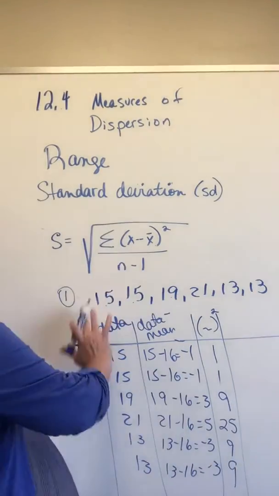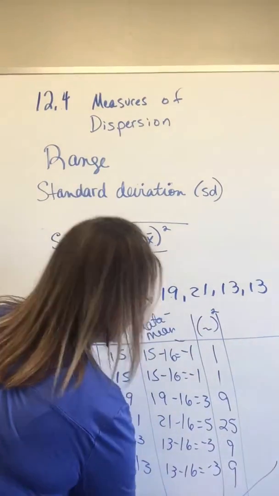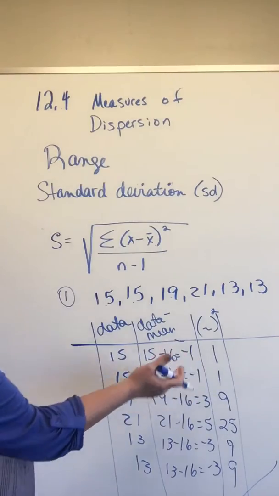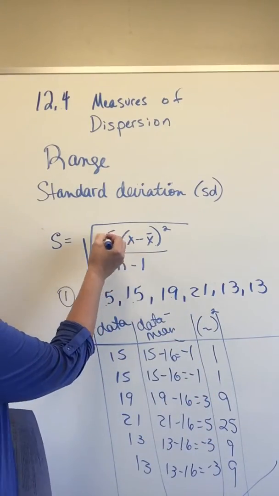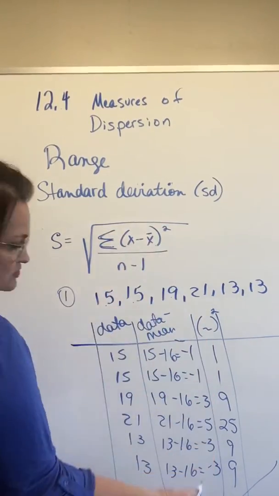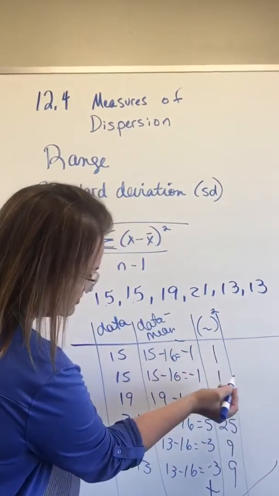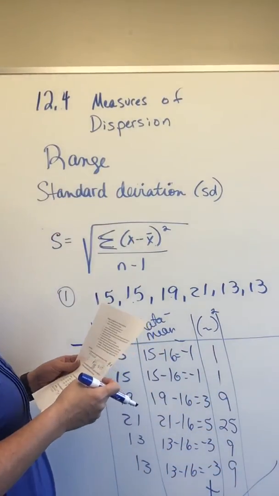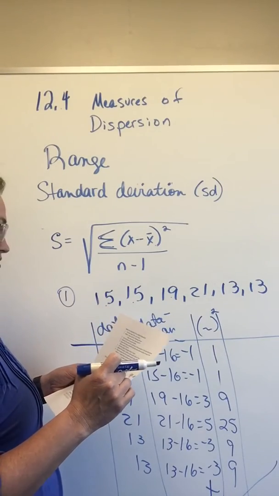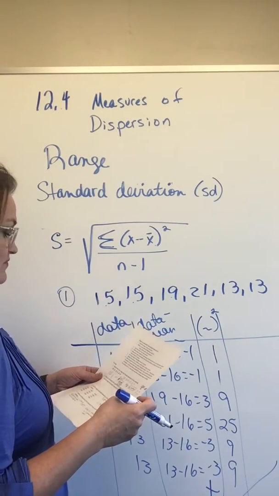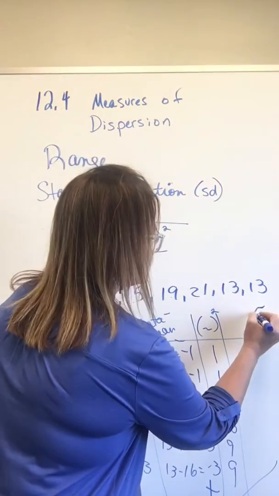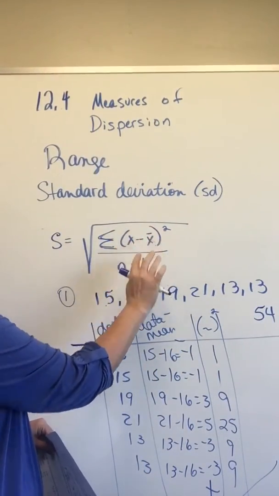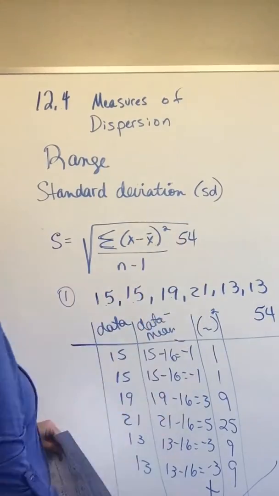All right, so that's my calculation, the big bunch of it. Especially if you got a lot more numbers, it's even more tedious. So then we add all those up. So the next thing is sum all of your answers. So we're adding that, 1 plus 1 plus 9 plus 25 plus 9 plus 9. See, I wrote that down somewhere. That came out to be 54. So the sum of all of those calculations is 54 for us.